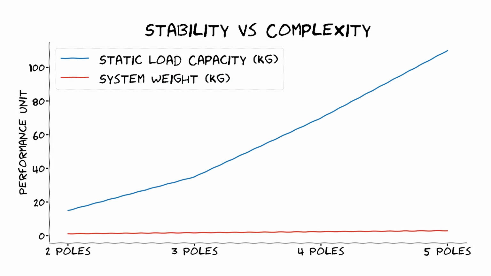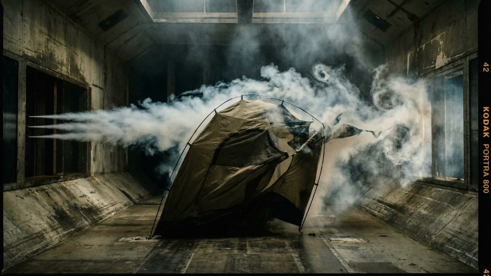The relationship between stability and weight is nonlinear. Doubling the pole intersections often quadruples the static load capacity. This rigidity prevents the fabric from deforming under snow load or wind pressure, which is critical for preserving your internal habitable volume. Marketing claims often tout freestanding designs, but physics dictates otherwise.